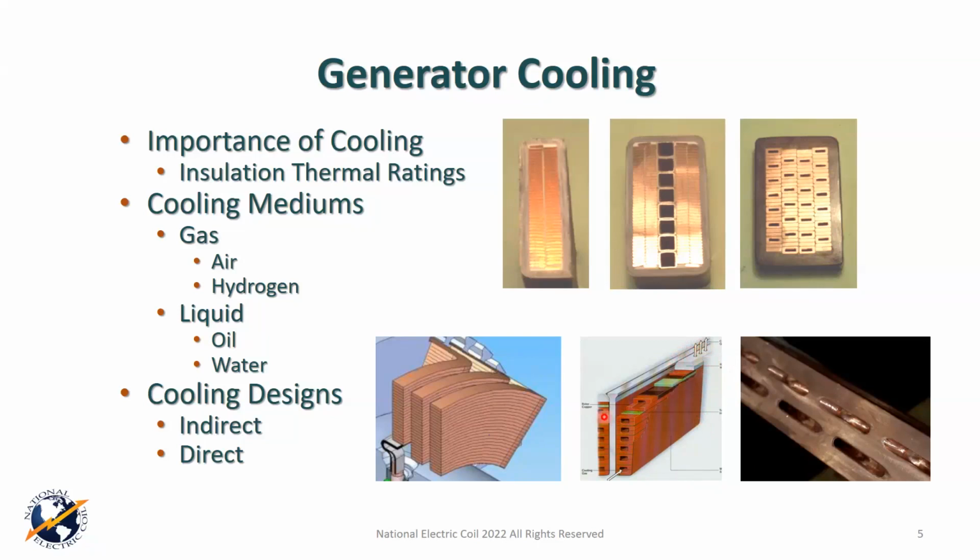So this gives you an idea. We got air or hydrogen, conventional cooled or indirect. Then you got an inner gas cooled that you see right here. And you see a diagonal flow that's a direct cool that you see right here.